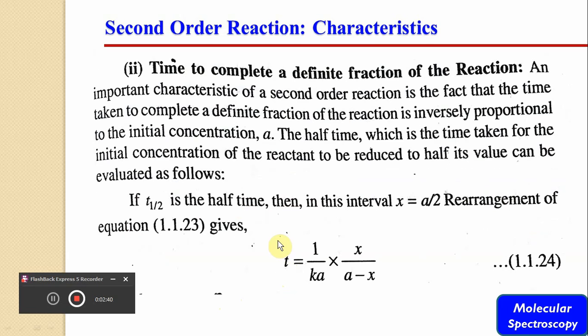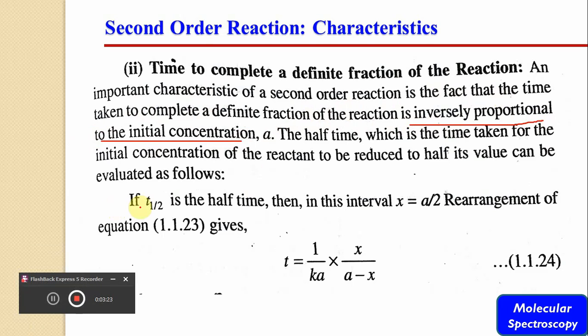Now the second characteristic of the second order reaction is the time required to complete a definite fraction of the reaction, or the half-life period of the second order reaction. Here, dear friends, an important characteristic of a reaction is that the time taken to complete a fraction of the reaction is inversely proportional to the initial concentration of the reactant. So the half-life period is inversely proportional to the initial concentration a, and that can be shown here.